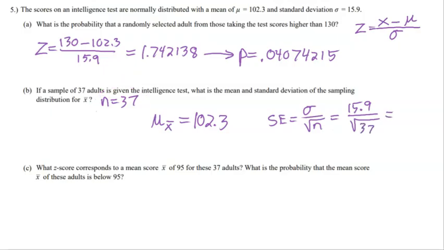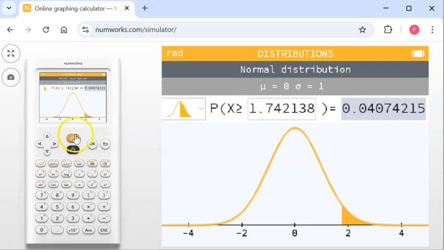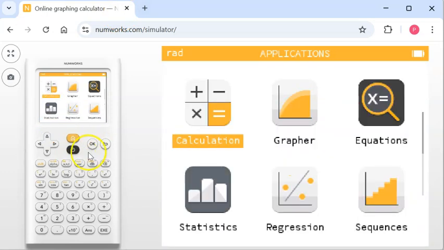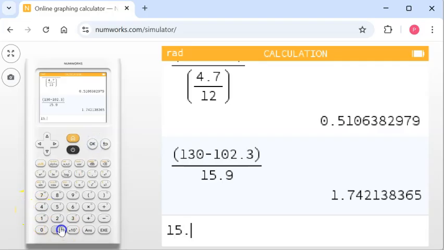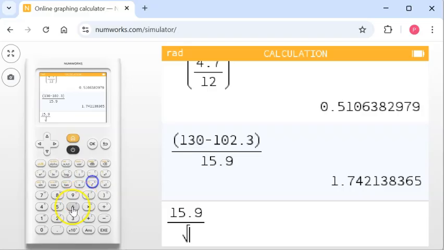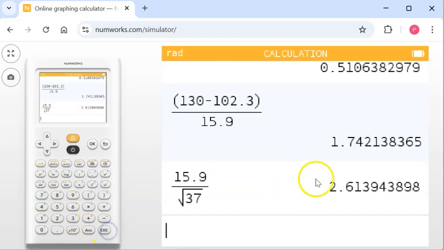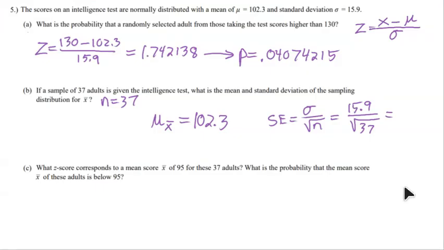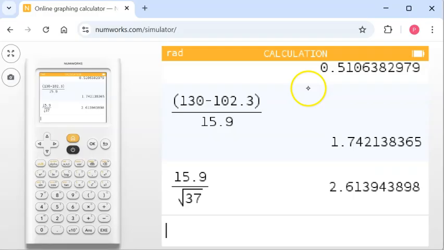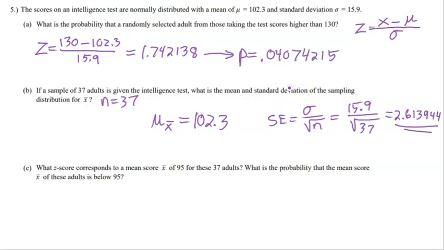We'll key that into the NumWorks calculator. So we got to go home and go to the calculator up here. We'll do 15.9 divided by the square root of 37, and that gives us 2.613944. We'll make this 3 a 4 because of this 8. So 2.613944, and that is our standard error. That's the standard deviation of the sampling distribution for X bar.